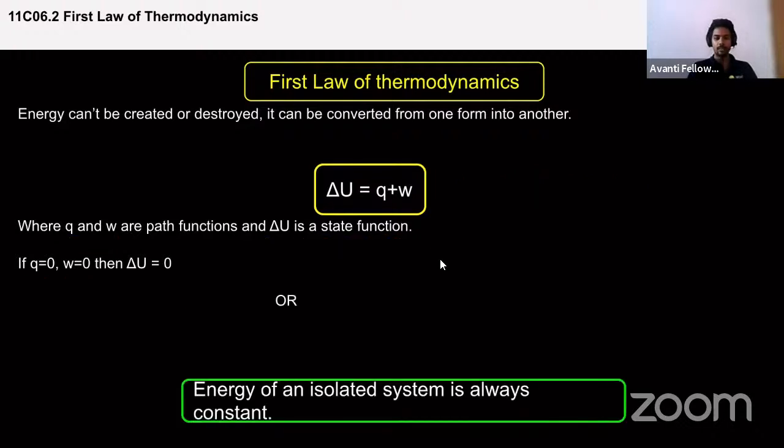We can also say it as whenever this is possible, when delta U is 0, the energy of an isolated system is always constant, because it is not exchanging energy. That is the reason we call it an isolated system, right? We have discussed the types of systems, right?